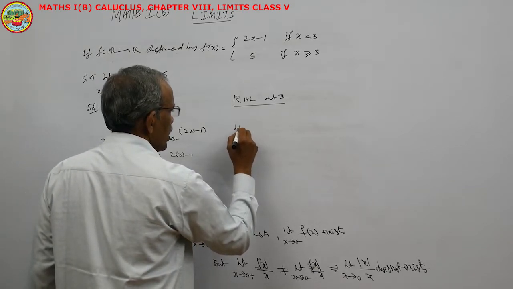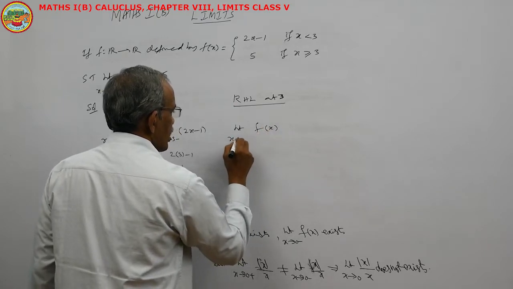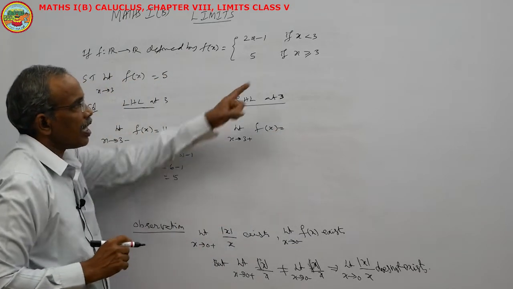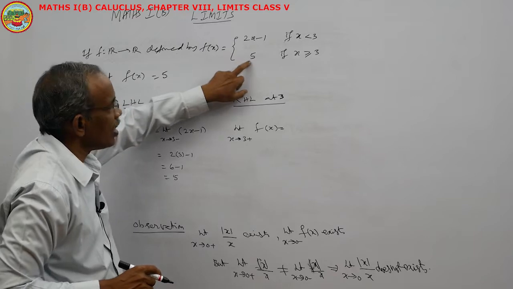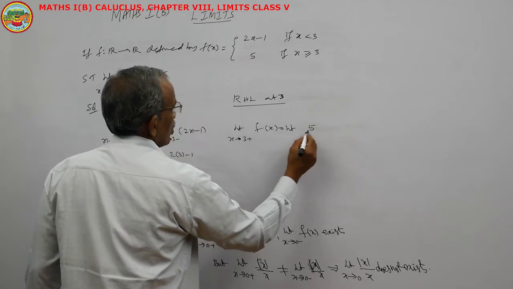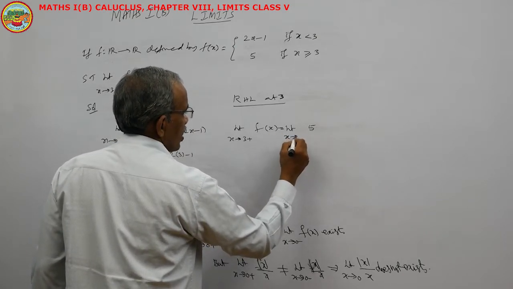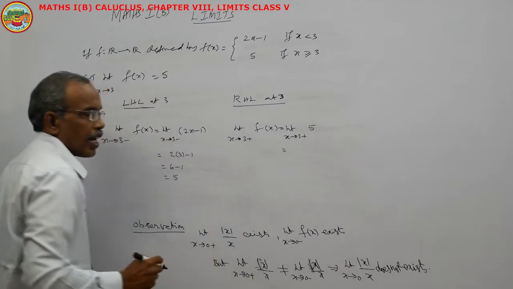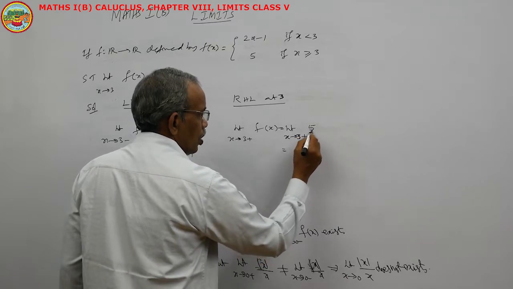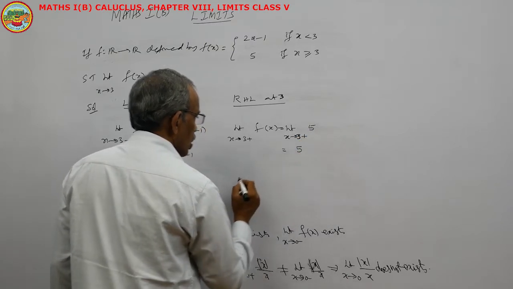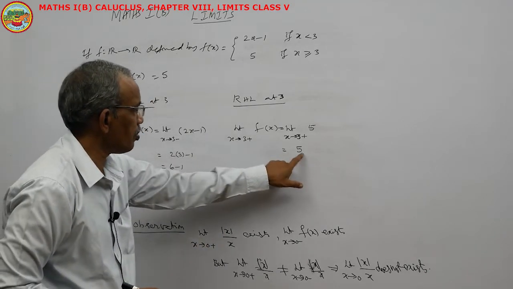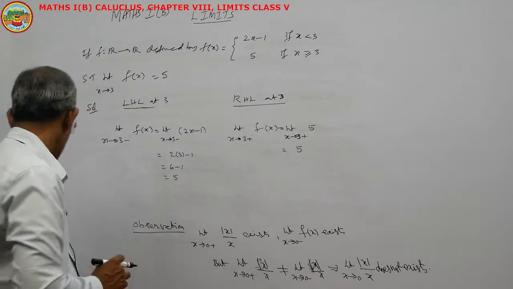Right hand limit at 3, that means limit of f of x as x tends to 3 plus. 3 plus means greater than 3. Whether greater than 3 or equal to 3, the function is defined as 5. So in place of f of x we write 5, limit of 5 as x tends to 3 plus. Either 3 plus or 3 minus, this is a constant function, so the limit value is also 5. Therefore right hand limit at 3 is equal to 5 and left hand limit at 3 is equal to 5.